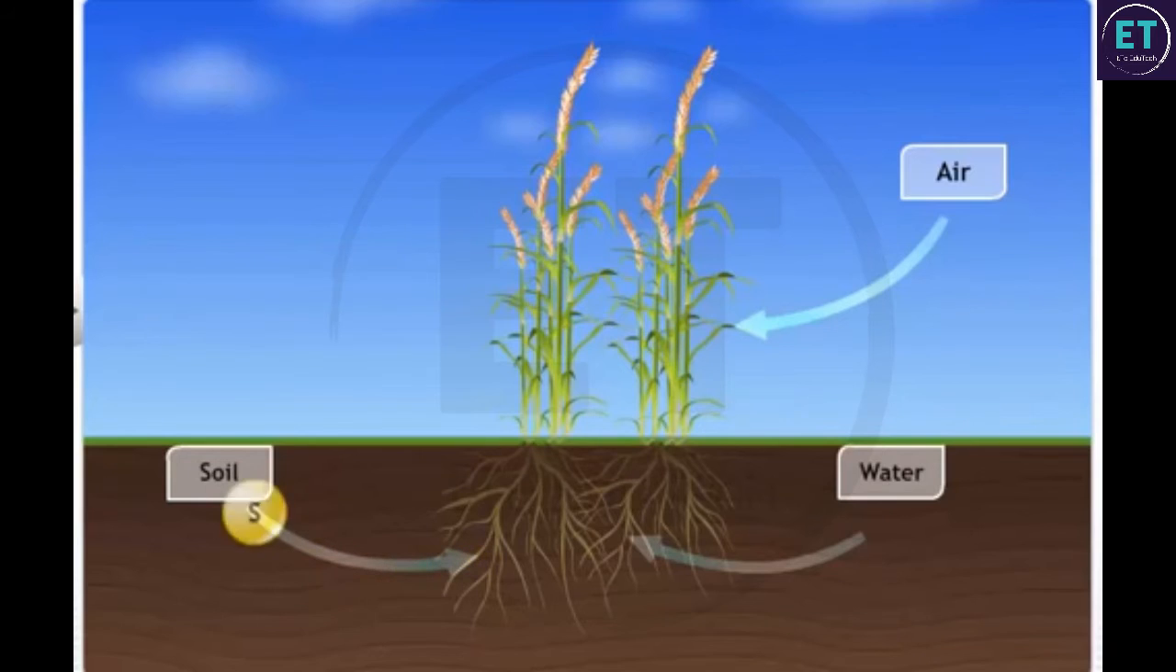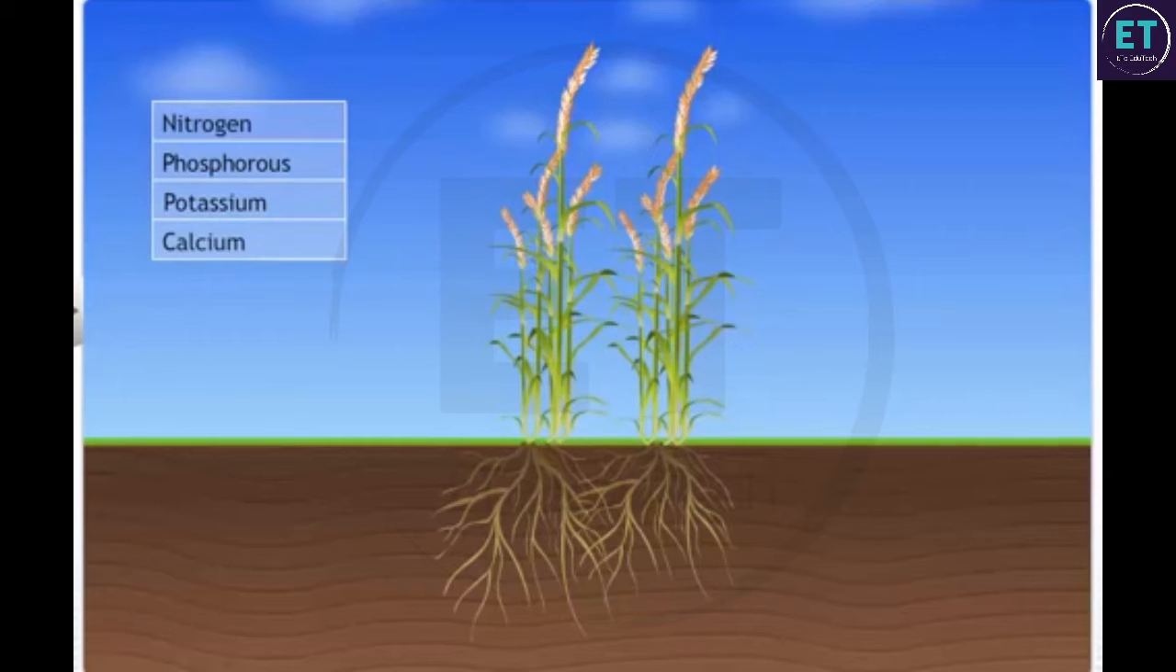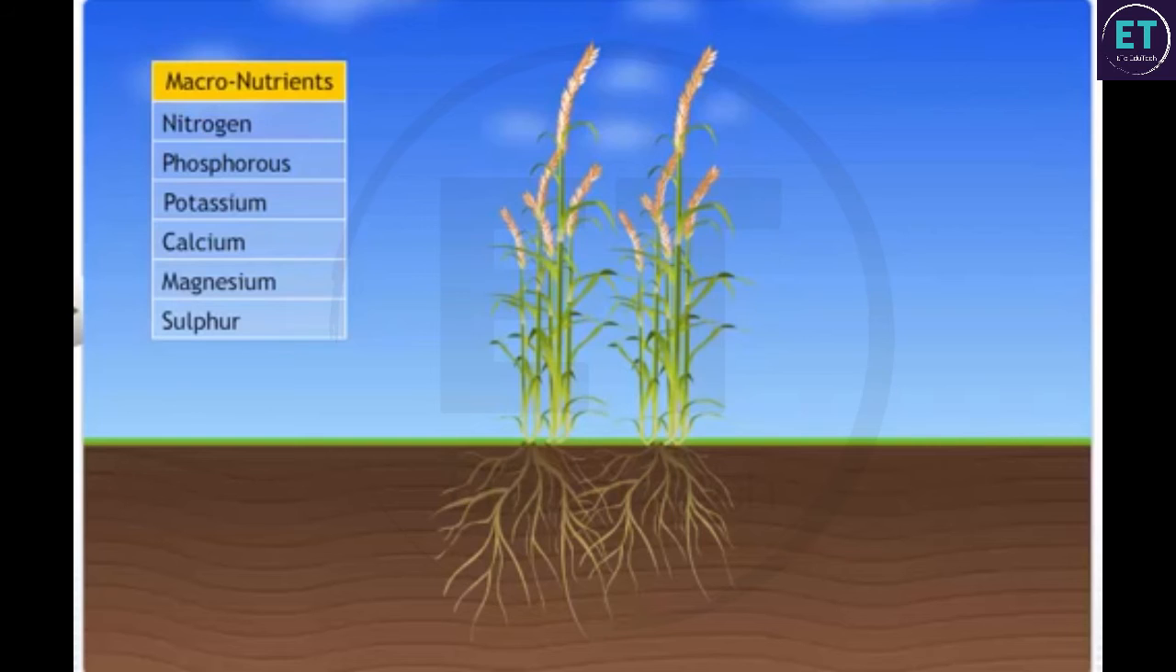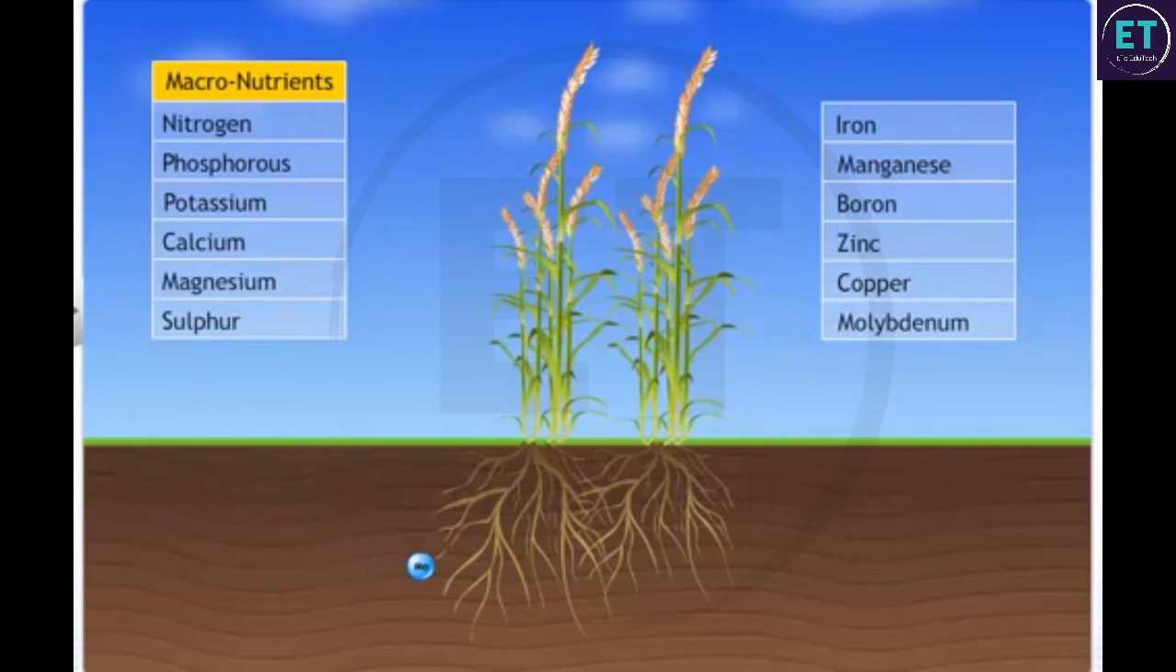Among these 13 nutrients, 6 nutrients such as nitrogen, phosphorus, potassium, calcium, magnesium, and sulfur are required in large quantities. These are called macronutrients. The other 7 nutrients, such as iron, manganese, boron, zinc, copper, molybdenum, and chlorine, are used by plants in smaller quantities. These are called micronutrients.